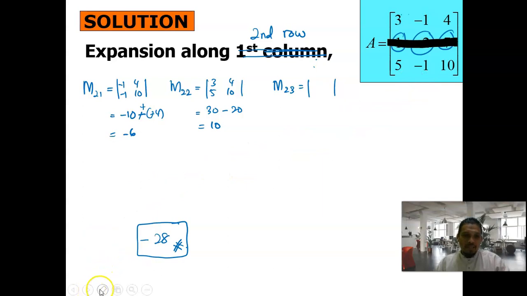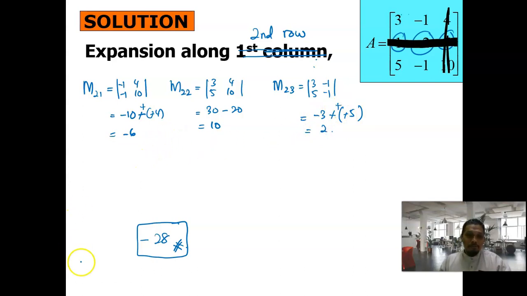Okay, and next, let's find the minor of 2, 3. We already hid the element in row 2, so it's time for us to hide the element in column 3. So what's left here now? We got 3, negative 1, 5, negative 1. 3 times negative 1 equal to negative 3 minus 5 times negative 1 equal to negative 5. Negatives become positive, so negative 3 plus 5 equal to 2.